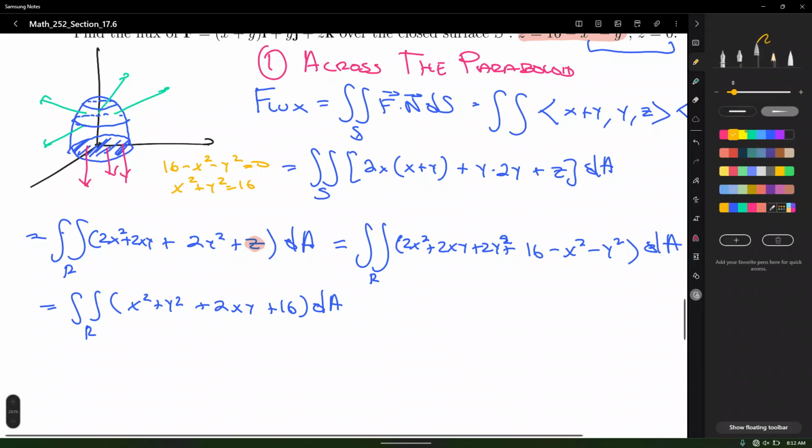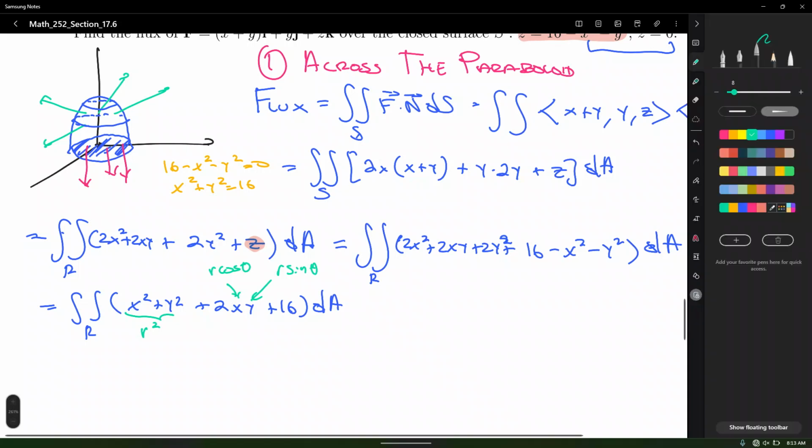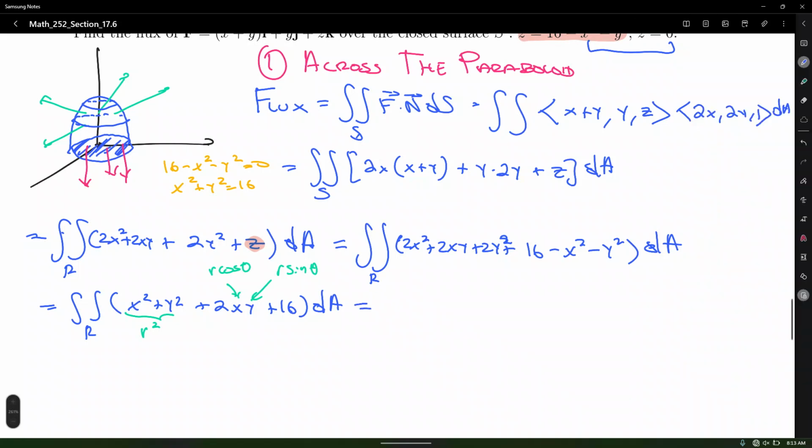Let's do the substitutions for the polar coordinates. That is r squared for these two terms. What is x? That's r cosine theta. y is r sine theta. And 16 is just 16. All right? Okay. So let's substitute the new coordinates. So x squared plus y squared equals r squared, plus 2 times r cosine theta, r sine theta, plus 16.